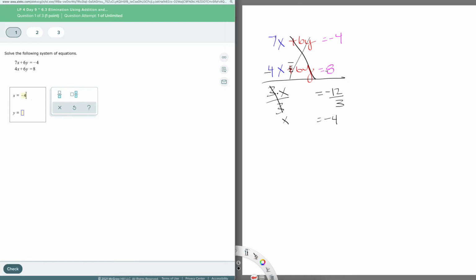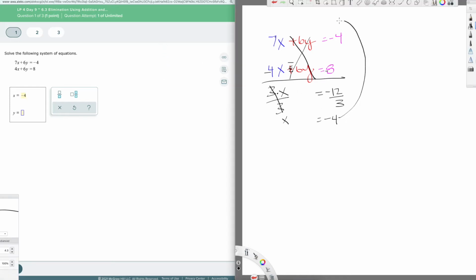I'm not done yet. Now I need to go back and plug it in here to either one. It doesn't matter which equation I plug it into. It truly doesn't matter which one. I'm just going to choose one of the two equations, and you can actually do it to both to see if you don't get the same answer for y, something went wrong when you were doing this step. So we should get the exact same answer for both. So I'm just going to go ahead and choose the top one here.